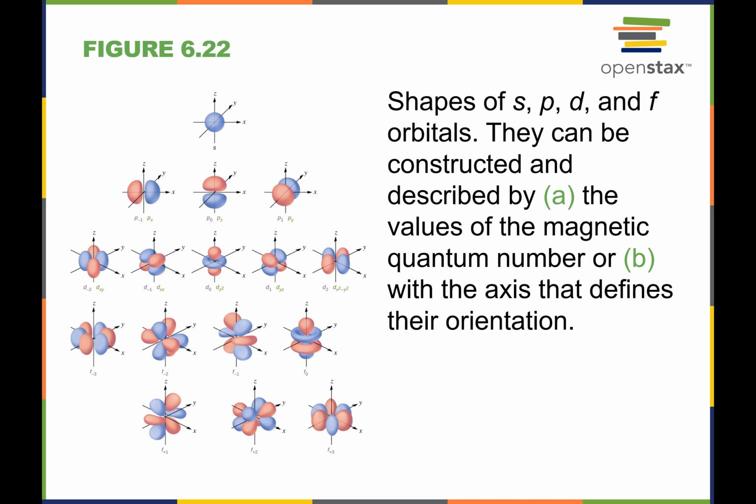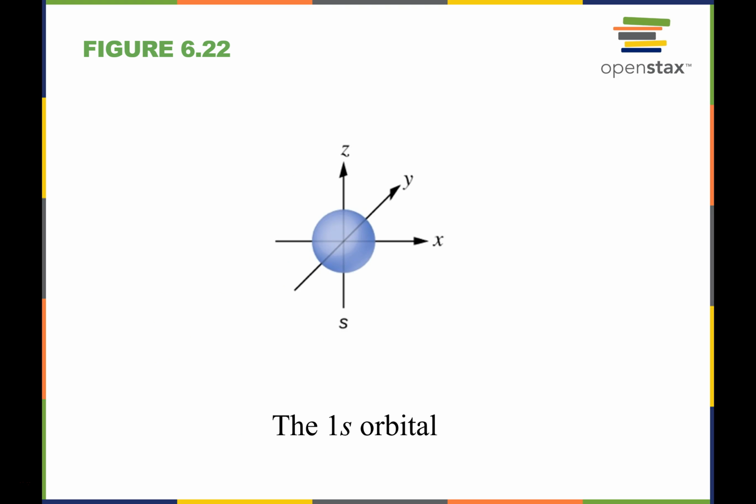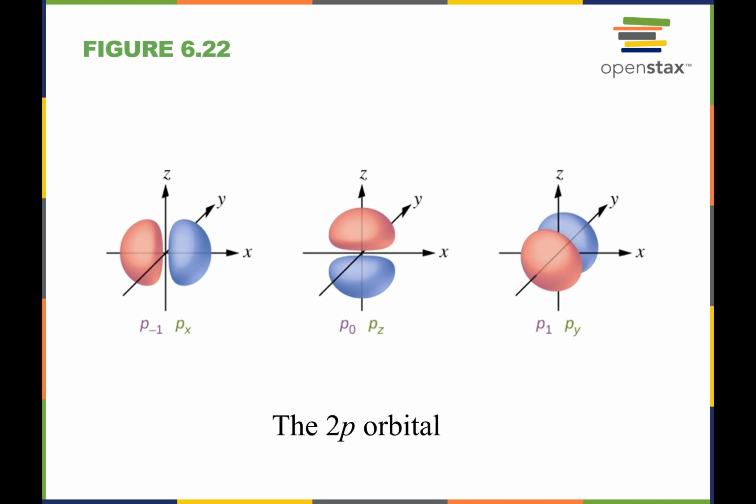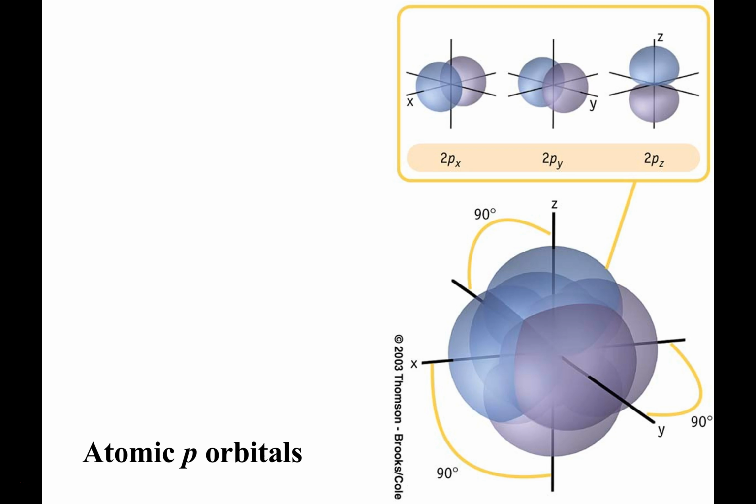My next slides look at each one of these individually. So there's the s, spherical, the p, dumbbell shape. Now you can see it's a little better. If we do an x, y, z, we have the x-axis here, the y-axis going in and out of the board, and the z-axis going up and down. So we have a piece of x, a piece of y, and a piece of z. And then here is a different one for the d and the f.